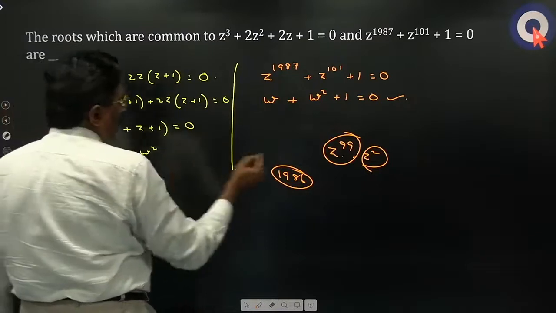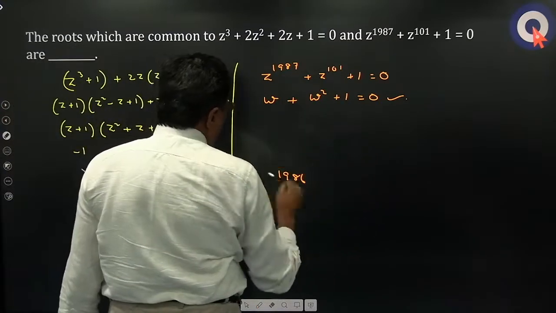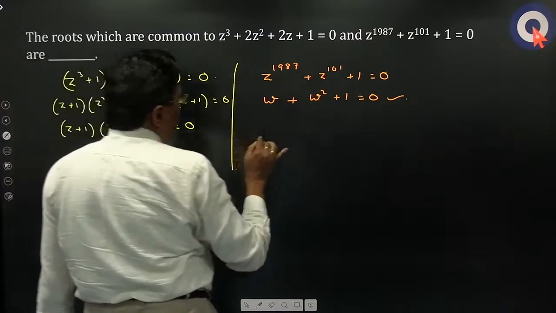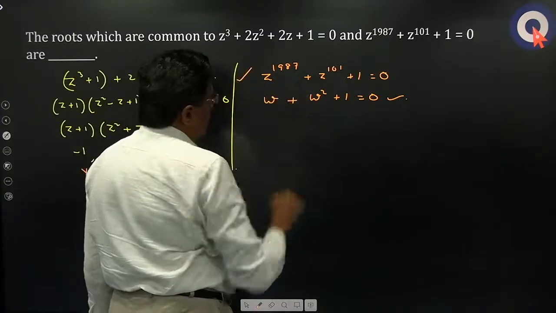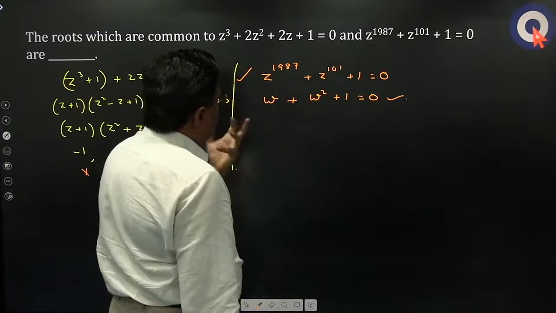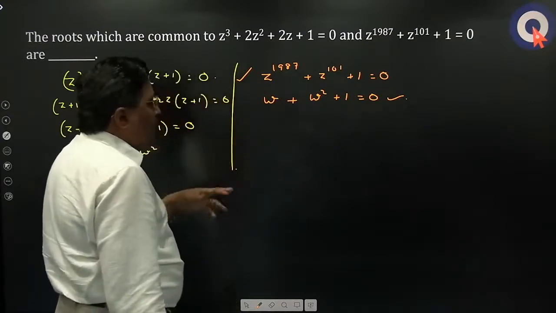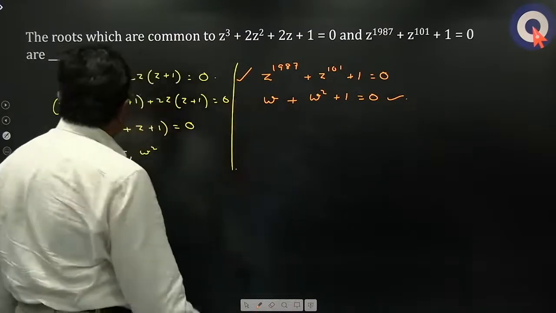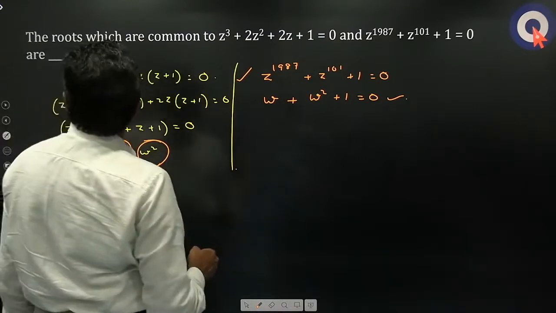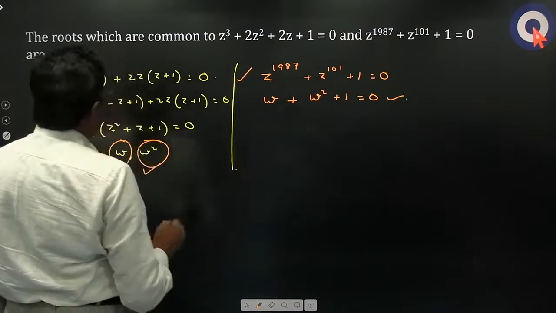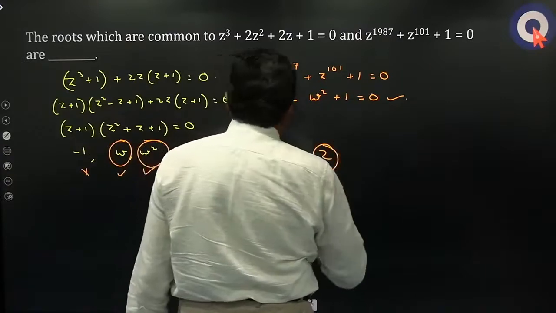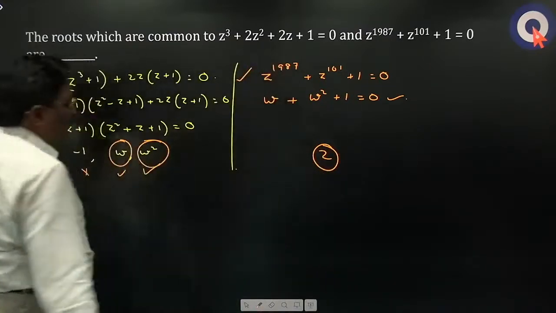Omega is a root. So now when omega is a root, omega square automatically will be a root. Why? Because this equation has real coefficients, so complex roots should occur in conjugate pairs. The conjugate of omega is omega square. So therefore omega square automatically will be a root. We need not substitute and check. So omega and omega square are both the roots, the two roots. So the roots which are common to this, the number of roots is 2, and those roots are omega and omega square. We can now move on to the next problem.